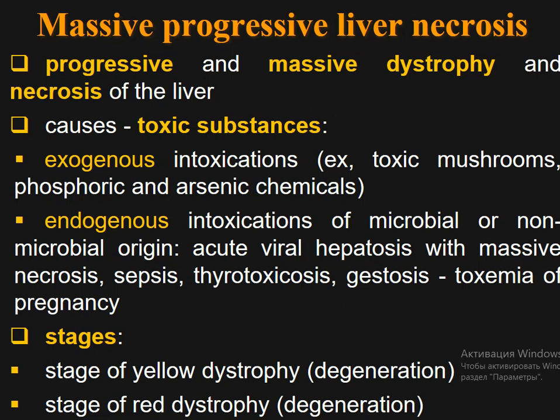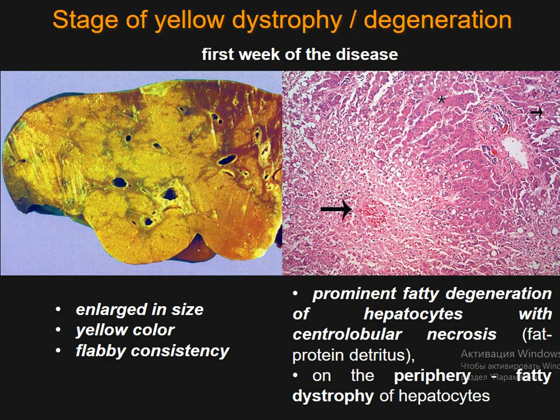In this disease, we distinguish two morphological stages: stage of yellow dystrophy or degeneration and stage of red dystrophy or degeneration. The first stage occurs in the first week of the disease, and macroscopically liver is enlarged in size, yellow in color, and has flabby consistency. Microscopically, we will see prominent fatty degeneration of hepatocytes with central-lobular necrosis and formation of fat protein detritus.